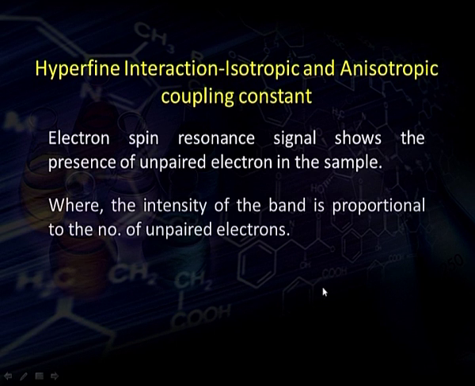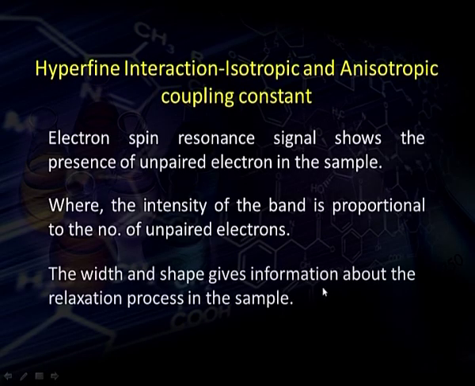And the intensity of the band is proportional to the number of unpaired electrons. So, if we have an intense band, we can say more unpaired electrons are present, and if we have a less intense band, then the number of unpaired electrons present in the sample is less. The width and the shape give information about the relaxation process in the sample. Relaxation process, once again I will repeat, is the process when the electron from the higher level emits some quanta of energy and returns to the lower level. So, the width and the shapes give information about the relaxation.